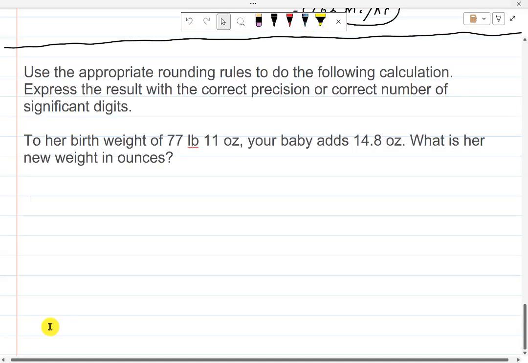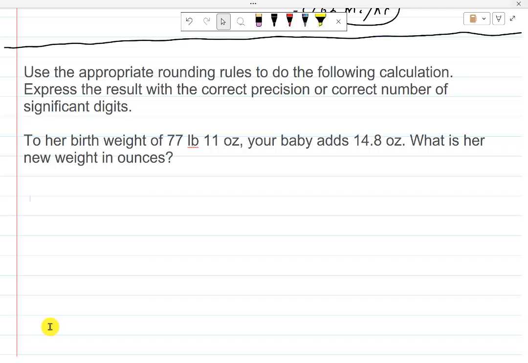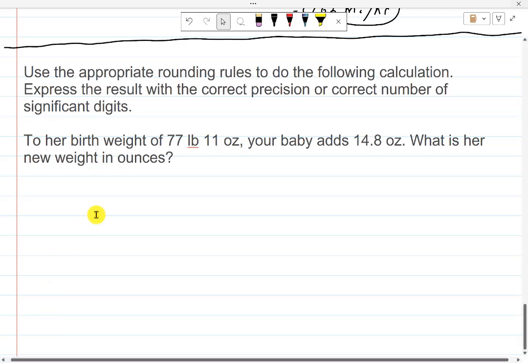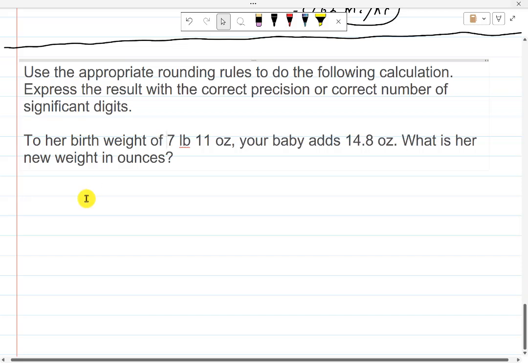In this example, we have weight given in pounds and ounces and weight given in ounces. Now, one thing that you don't want to ever do whenever you're working on a problem is have a mixture of units that you're dealing with. So I'm going to change, I think it's supposed to be a 7. I'm going to change 7 pounds 11 ounces to completely just ounces.